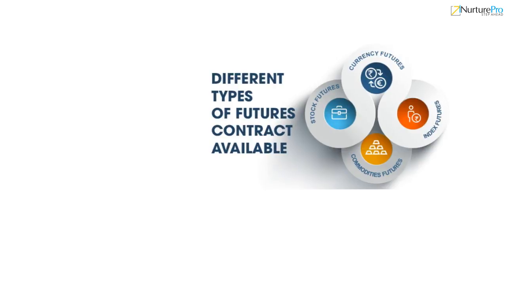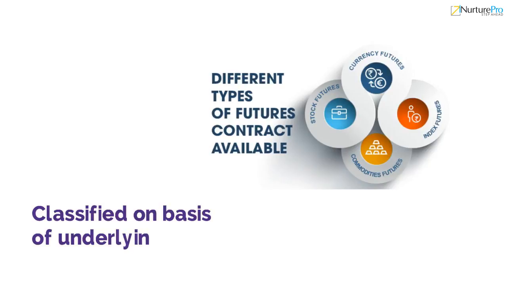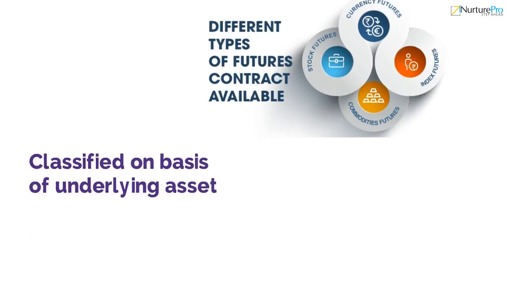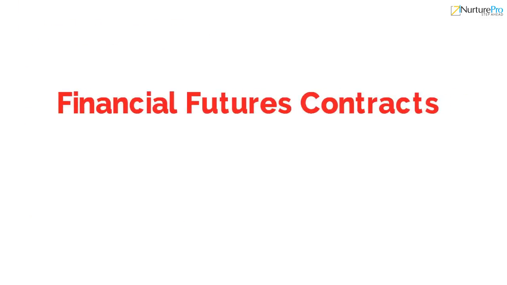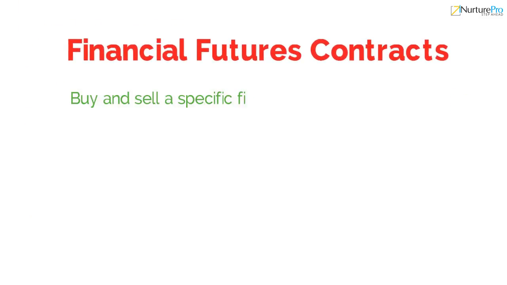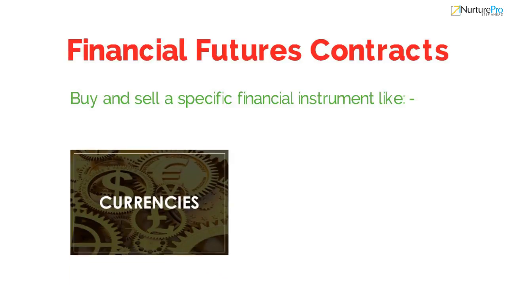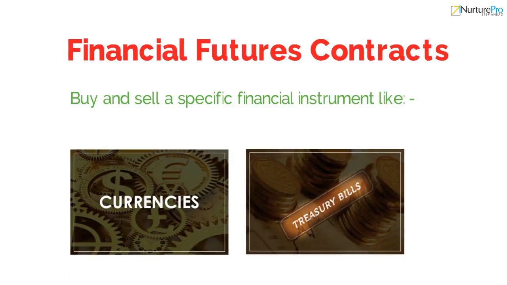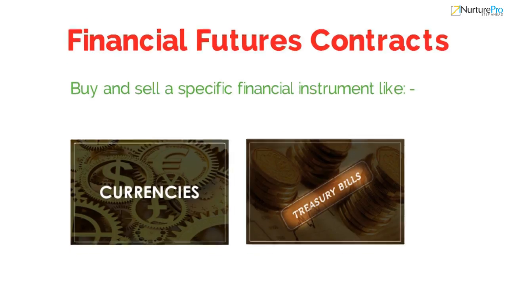There are different types of futures contract available for trading in a stock exchange. They are fundamentally classified on the basis of the underlying asset. Let's look at some of them. Financial futures are contracts to buy and sell a specific financial instrument like currencies, treasury bills, etc. for a pre-specified price at a pre-specified future date. They are the most popular futures in the market.